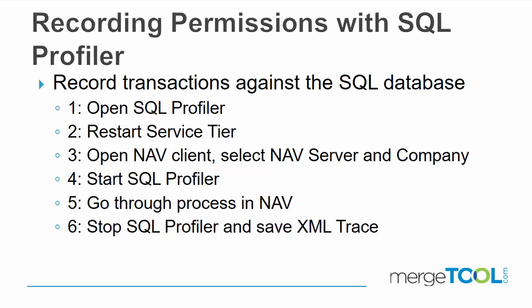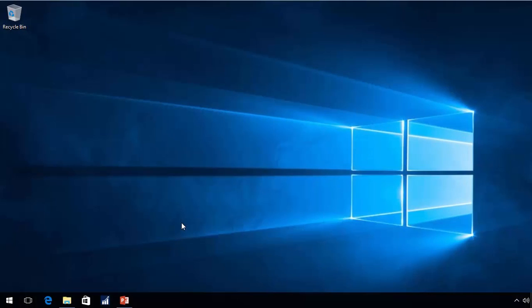Recording permissions with the SQL Profiler is an easy way of building new permission sets. It goes through a few steps. You open up the SQL Profiler, you restart the service tier to blank out the cache, you open up the NAV client and select the server and company. Then you start the profiler, go through the process in NAV, go back and stop the profiler again and save the trace. So the first thing I wanted to do was open up the SQL Profiler.